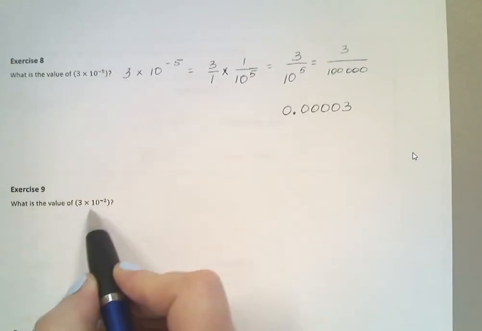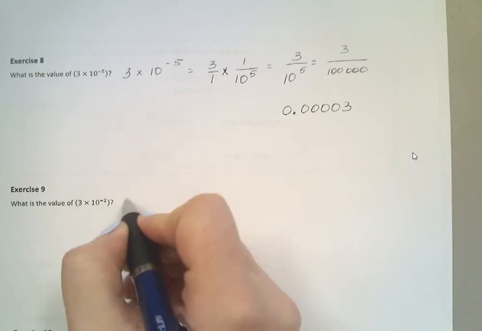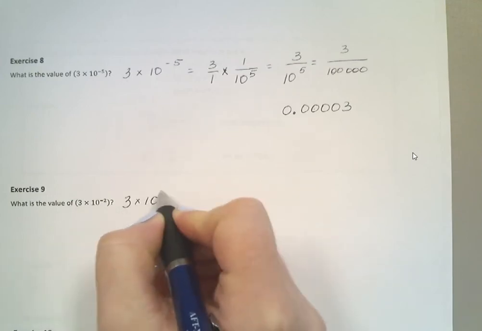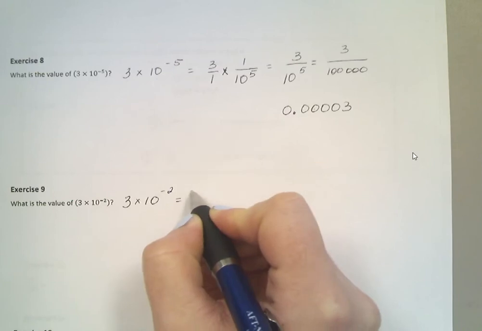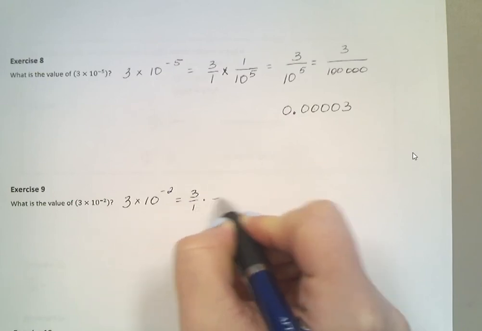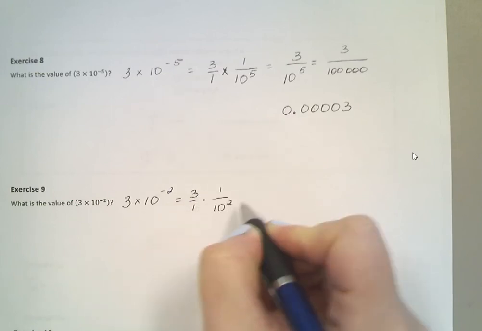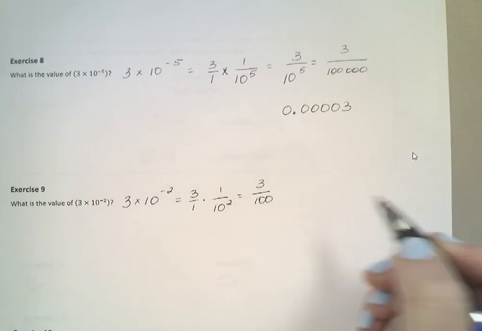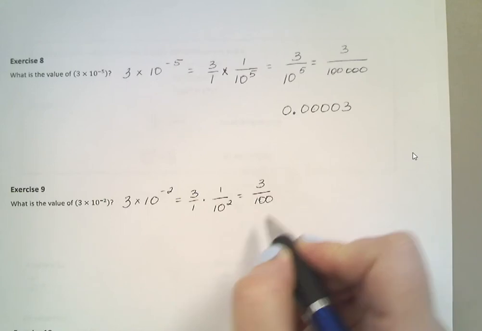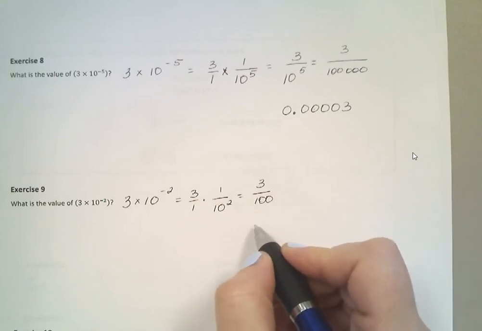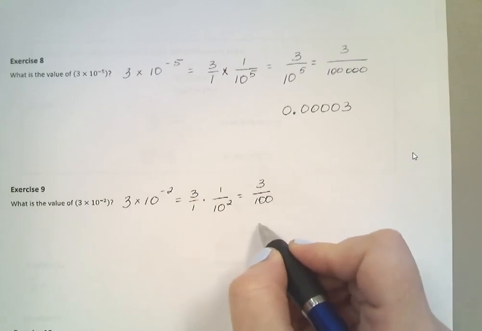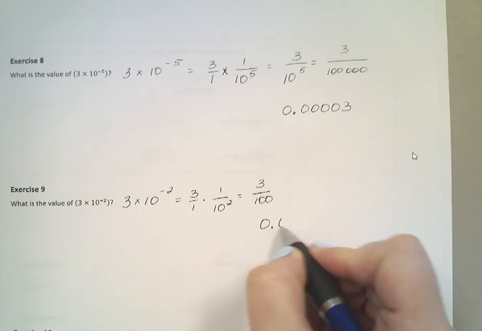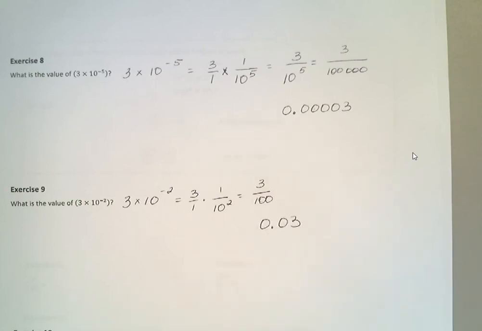Let's look at 3 times 10 to the negative second. 3 times 10 to the negative second is the same thing as 3 over 1 times 1 over 10 to the second, which is the same as 3 over 100, 3 hundredths. And if I were to put it into an actual number, the actual decimal number, I will get 3 hundredths.